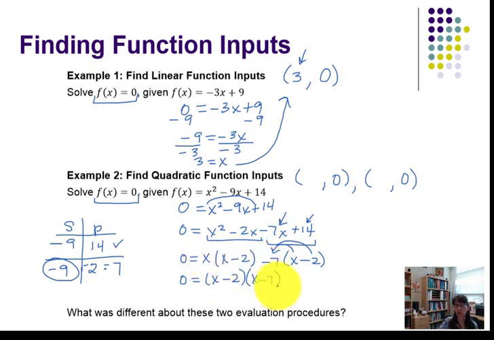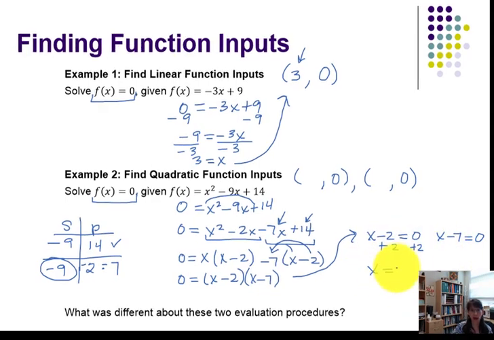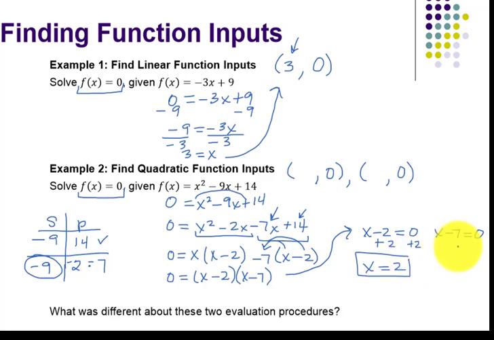We just need to set each factor now equal to 0. That means x minus 2 is equal to 0 and x minus 7 equals 0. This is our 0 factor property. Addition of 2 will solve this for x equals 2. And here, adding 7 to each side, we have x equals positive 7. These are the input values. So the two ordered pairs we just generated would become 2, 0 and 7, 0.